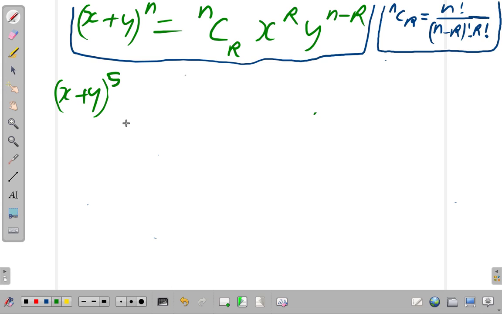Expand x plus y to the power of 5 without looking back at what we did previously, without using the Pascal's triangle, and we see what we get.